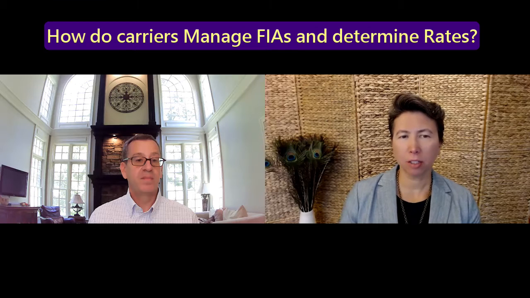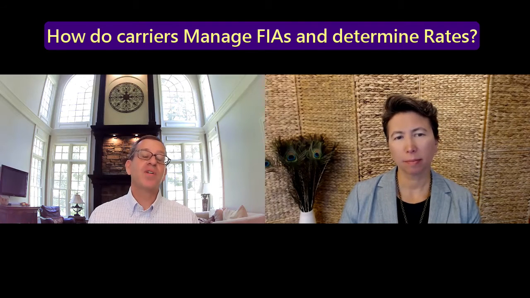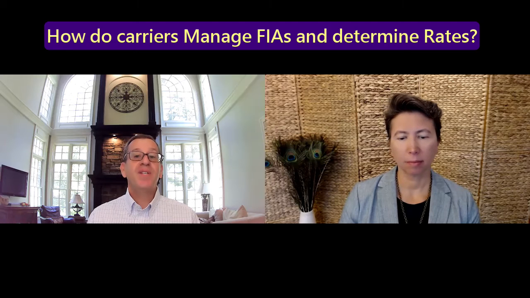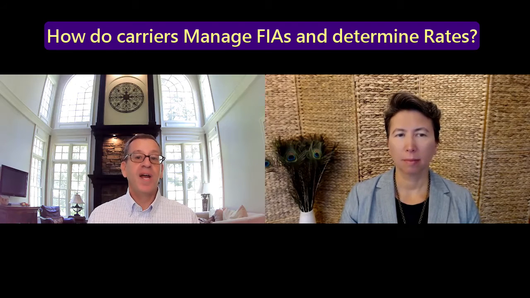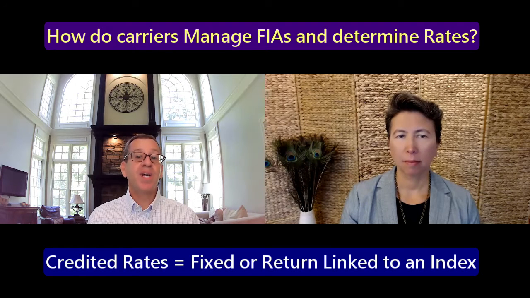So now, how does an insurance company actually manage fixed annuities and determine the actual rate? That's a great question. Credited rates aren't well understood, how an insurance company comes up with the number that they're able to credit. Credited rates can either be a fixed interest rate or a return linked to an index. General account products are backed by fixed income securities, typically bonds.